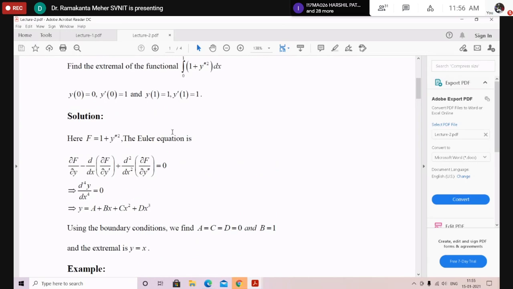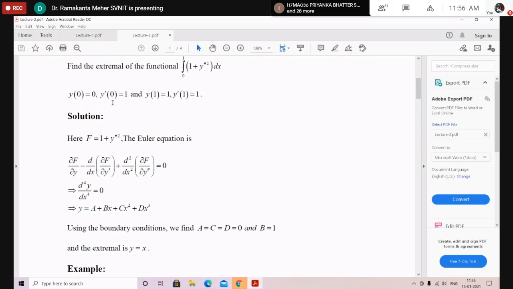Upon using the boundary conditions, you can do it easily. Suppose I am using first y of 0 equal to 0 in this equation. The left hand side is 0. Since x equal to 0 and y equal to 0, b into 0 is 0, c into 0 is 0, d into 0 is 0. So we get a equal to 0 by using the condition y of 0 equal to 0. Now a becomes 0, and the remaining solution is y equal to bx plus cx square plus dx cube.